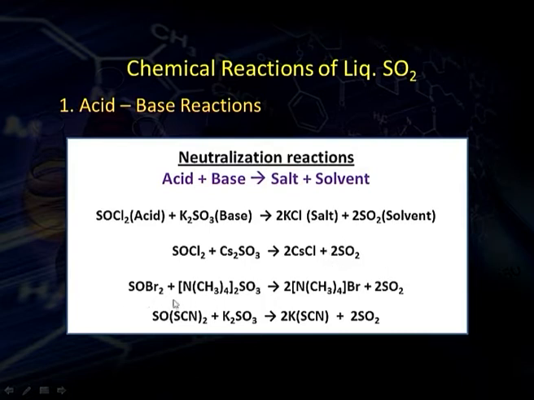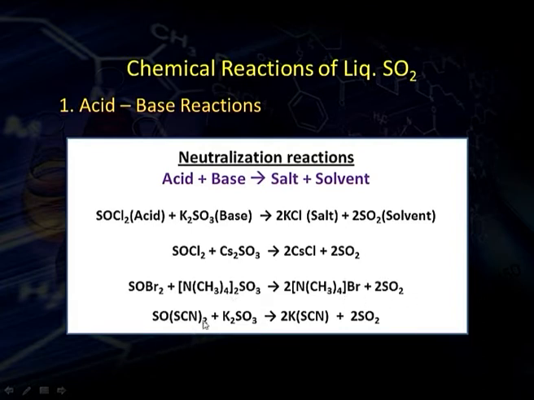Similarly, we have thionyl bromide plus tetramethyl ammonium sulphite. Again, SOBr2 is an acid and this one containing SO3 is a base. So, when these two, acid and base, react, they form a salt and the solvent SO2.